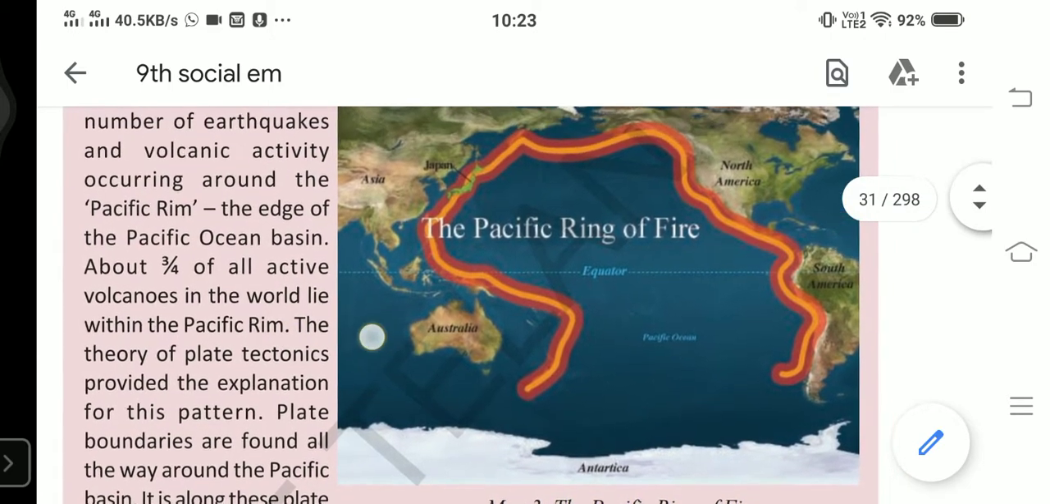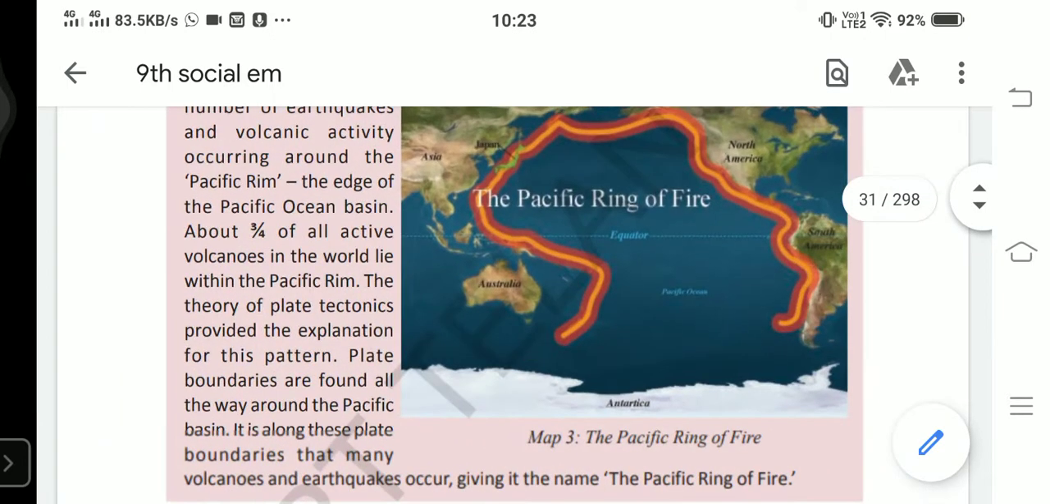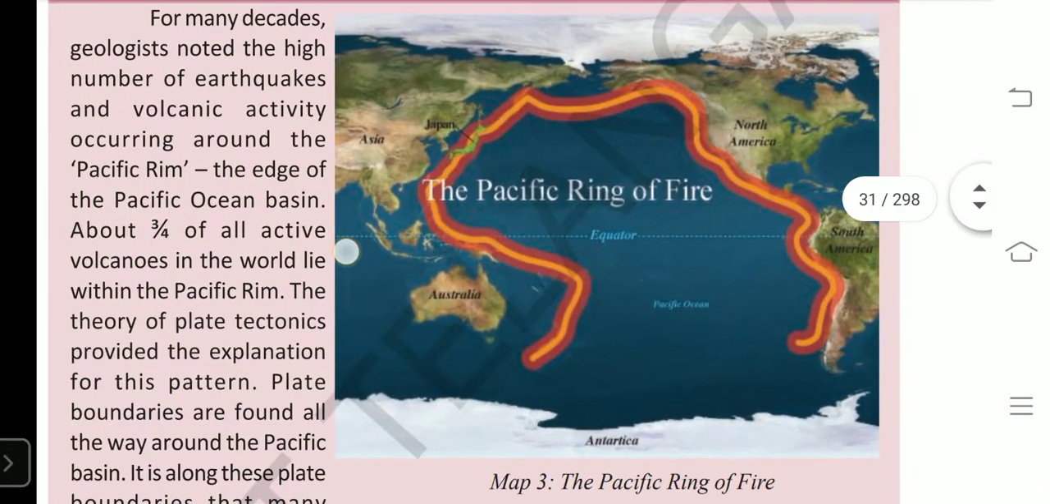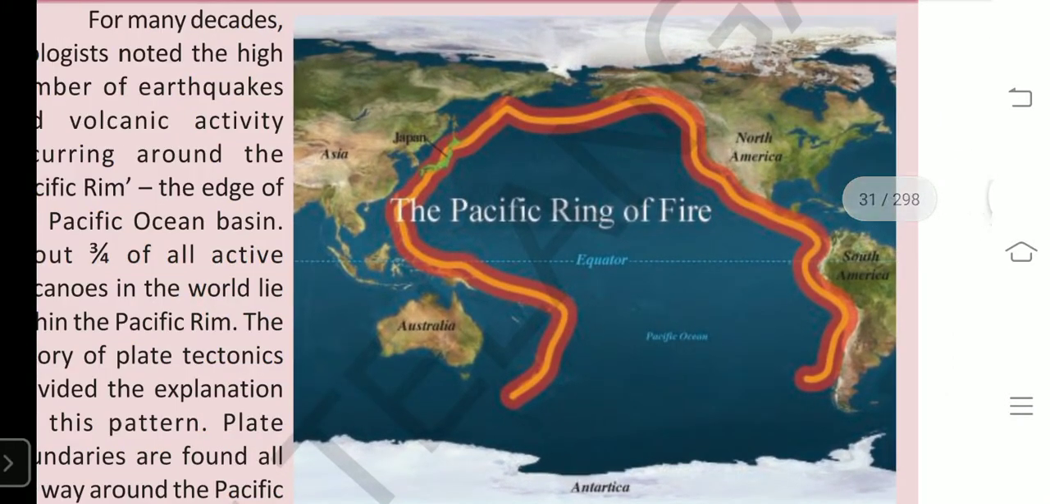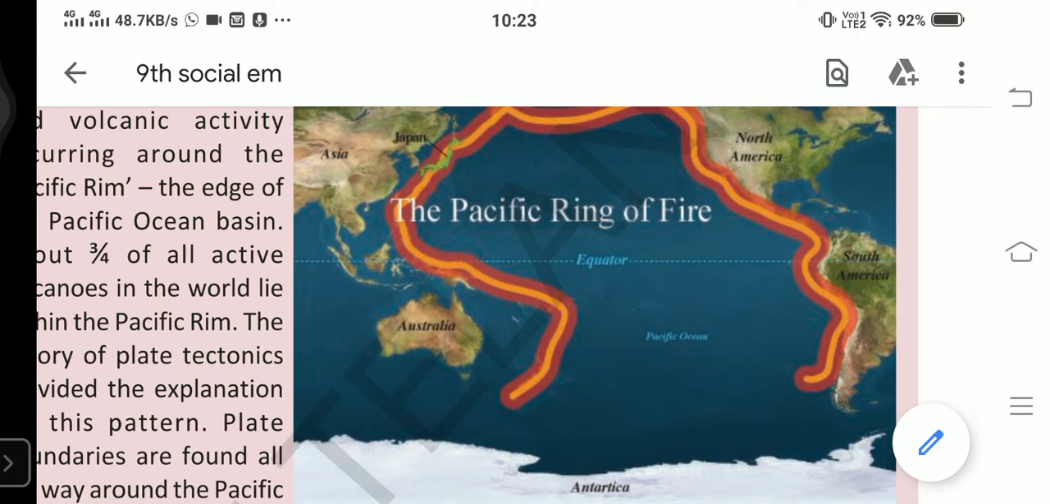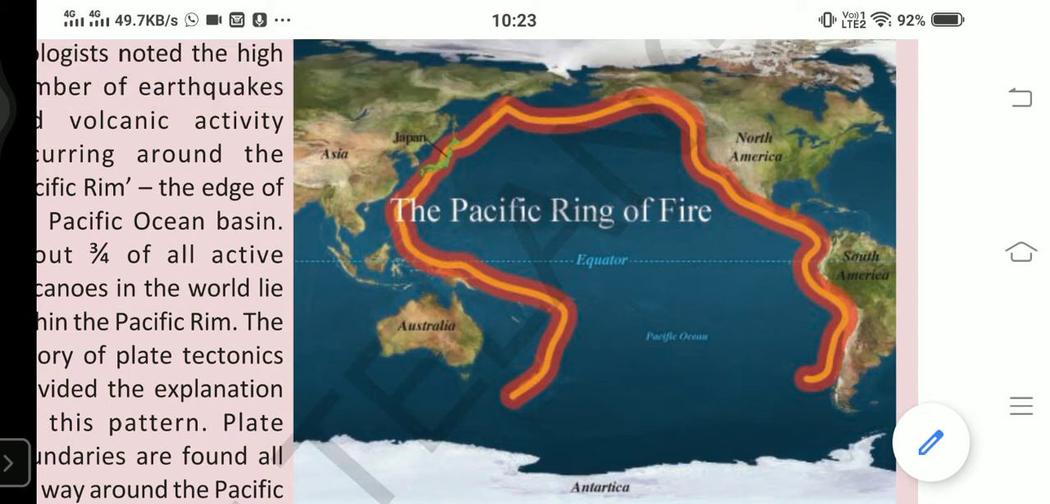Look, my dear students, this is the figure, a map showing the Pacific Ring. This red line shows the entire Pacific plate upon which the Pacific Ocean is lying, right? So this major Pacific plate upon which the Pacific Ocean is there touches the South American plate. I have given a dot there, see.